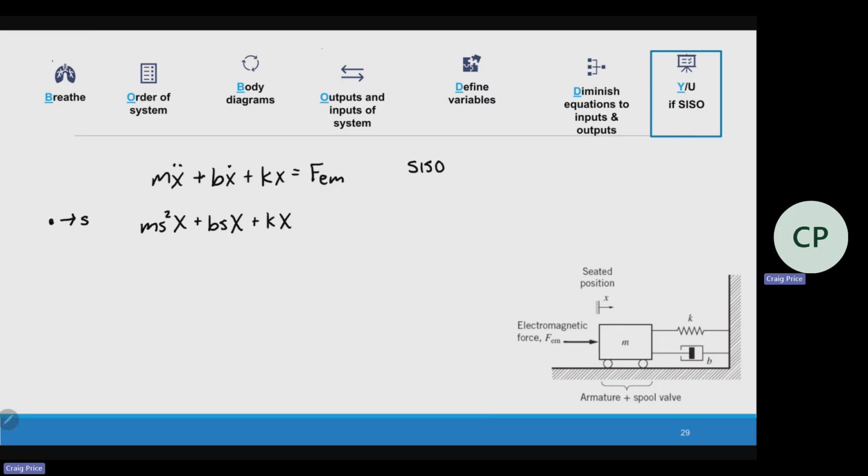Notice that I capitalized them. That's just to show I'm not really in the time domain anymore. I'm in the S domain. So I'm just showing it's a little bit different. And then we have our force over here. I can say this is my force in the S domain. It's a function of s, no longer a function of time.